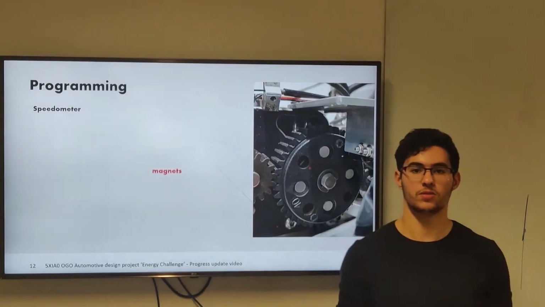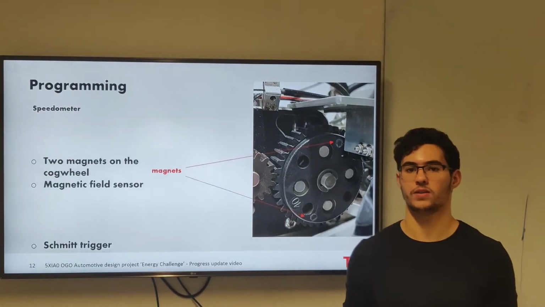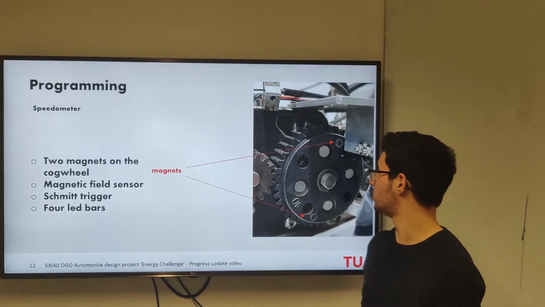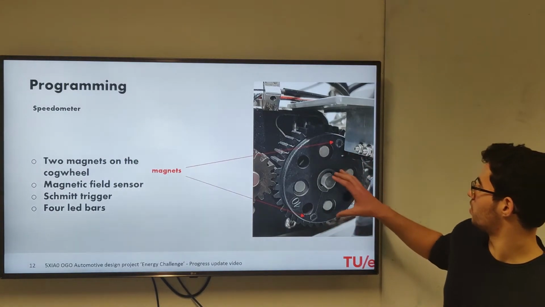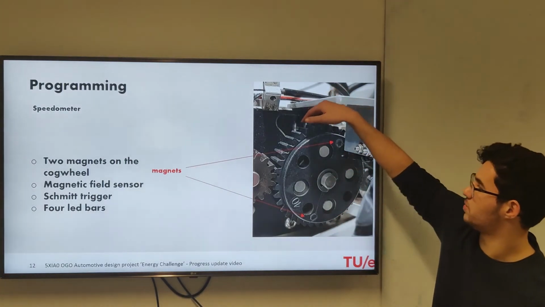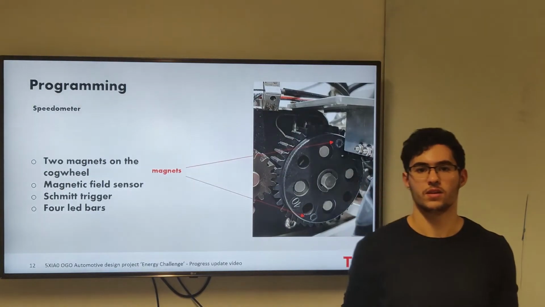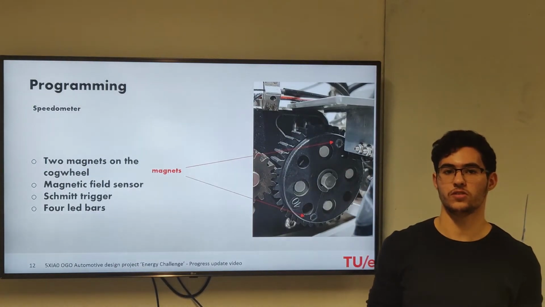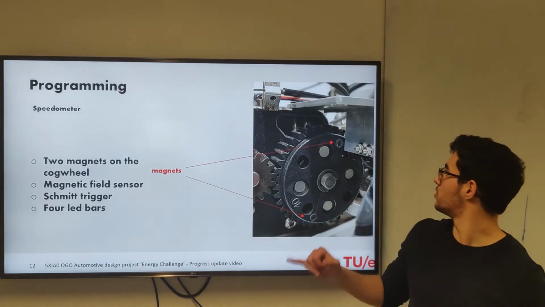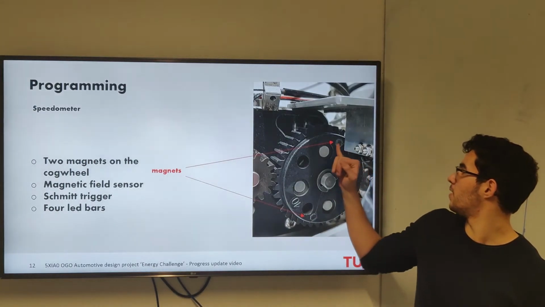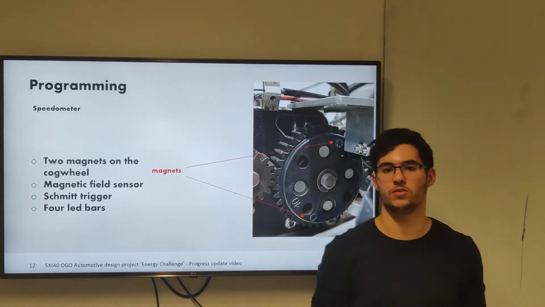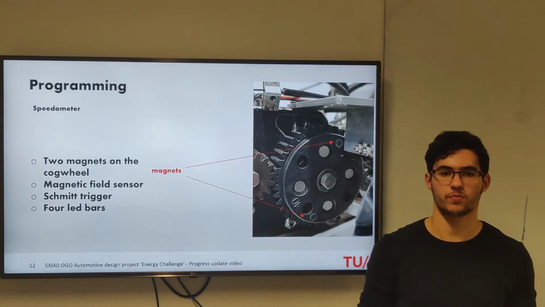The speedometer consists of two magnets on the cogwheel connected with a differential. Here you can see the two magnets. They're on the cogwheel and at the back is the differential. This means that for each rotation the sensor will output a high voltage. The sensor lies here, and every time a magnet passes, the sensor will output a high voltage.